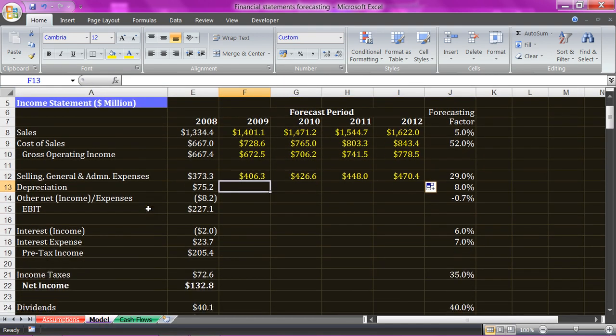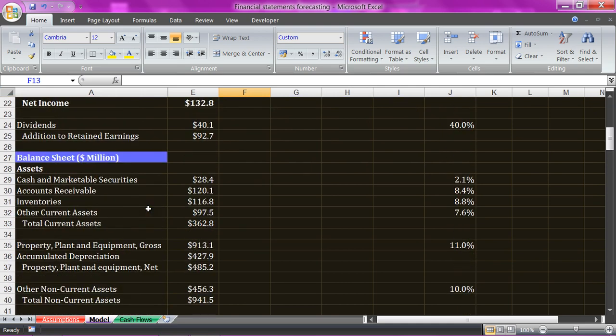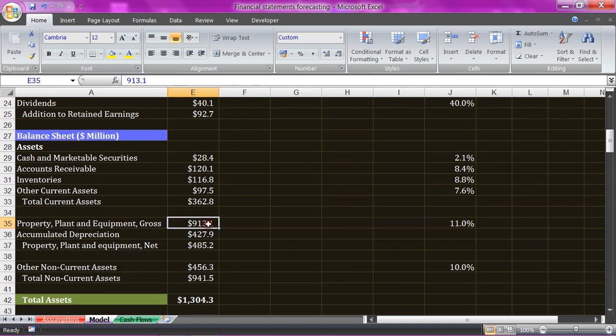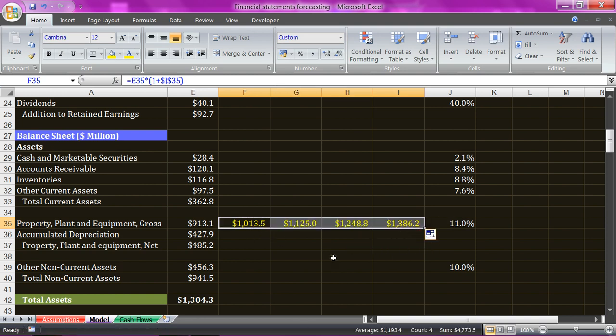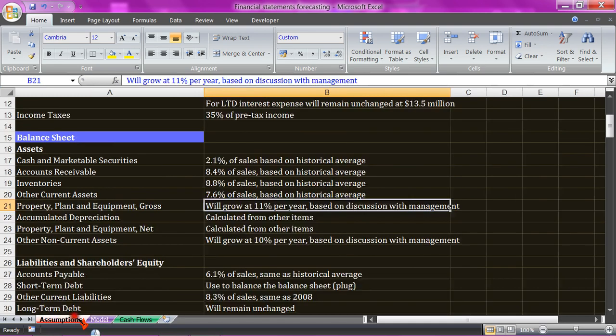Okay, and gross PPE will be in the balance sheet. Okay, here. So we have to keep the assumption here, 11%. Because it will grow at 11%, this is equal to this multiplied by 1 plus 11%, and we need to freeze that one to get the right answer. So we have to drag this one. After getting this one, we have to find the depreciation.